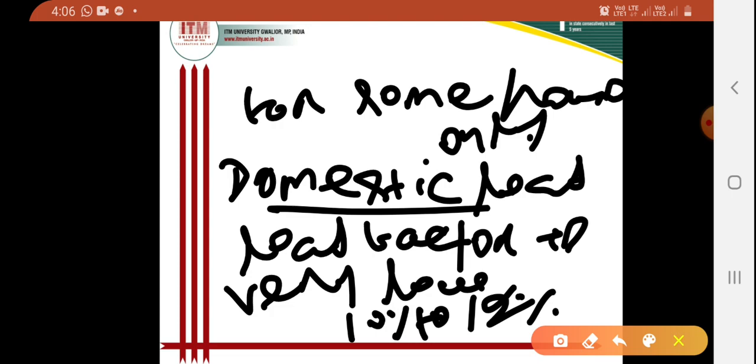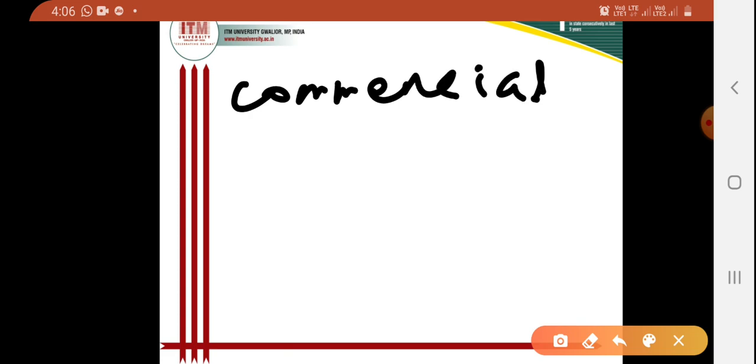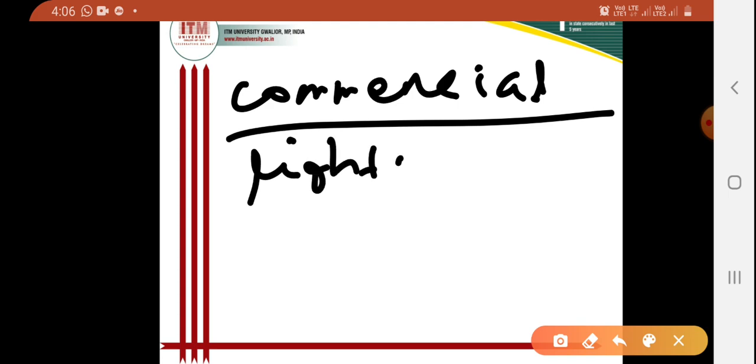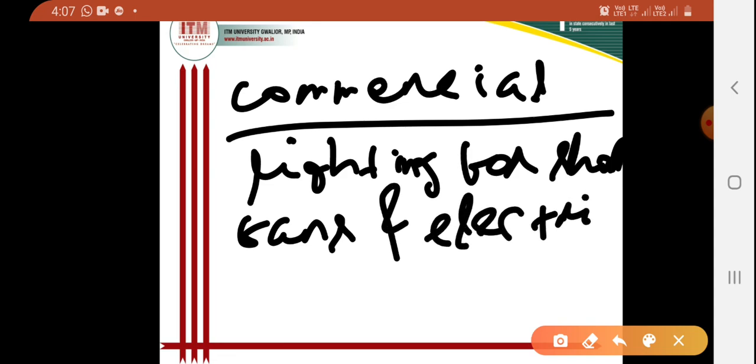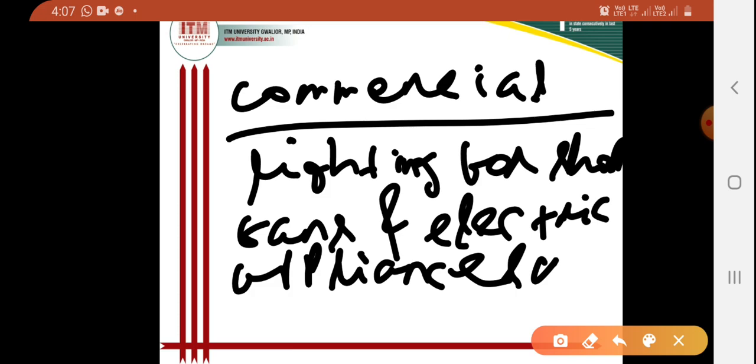Next, we come to discuss our commercial load. This kind of load consists of lighting for shops, and fans and electric appliances are also used.